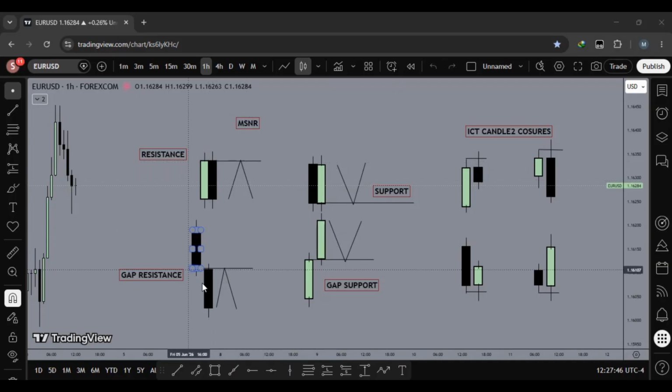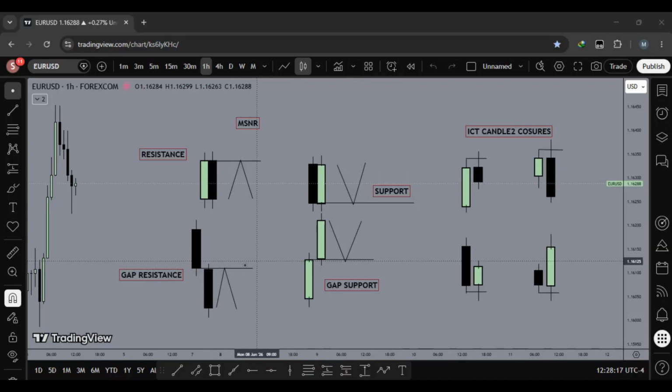Now we have the gap, or open and close, because some call it open and close, some call it gap. When you see a bearish candle, we expect price to pull back to that zone and then continue selling. This is regarded as a resistance. And for a bullish candle, we expect price to hit this and then move up. This is now a support.